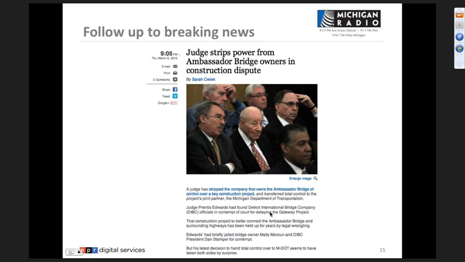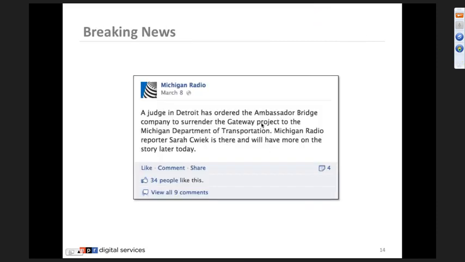So a lot of online storytelling is really just updating people on the information as it happens, providing some context, and letting people in on the process, letting people know what you know and what you're going to find out.